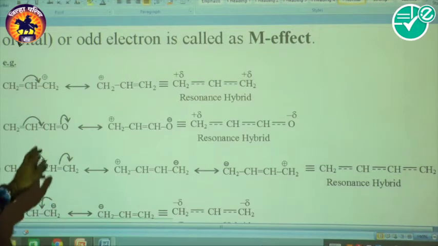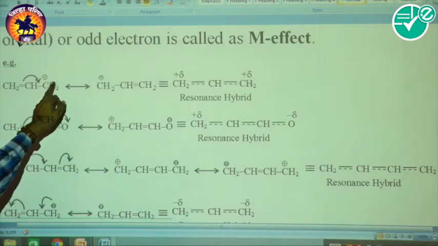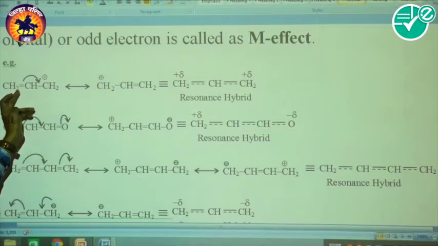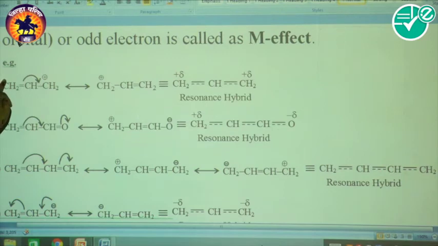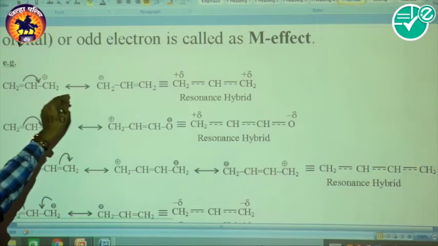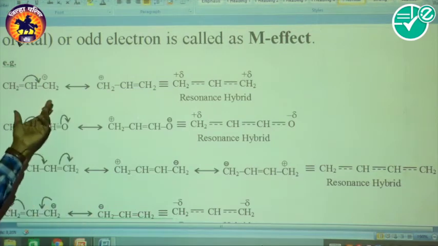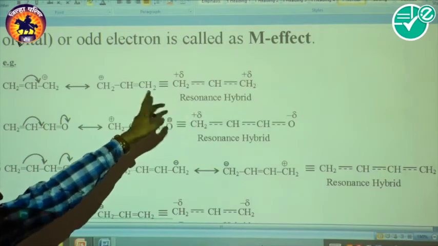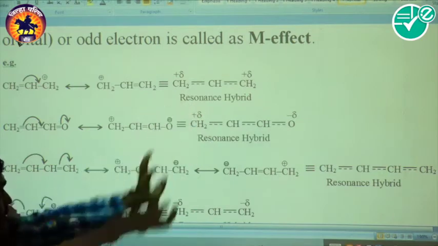Look at this: the conjugation of pi, single bond and positive charge. The pi bond is shifted here, and the positive charge is shifted here. In this way the positive charge is shifted, and because of that continuous delocalization is observed. The average structure of the two or more structures is called the resonance hybrid, where the whole molecule carries a partial positive charge at each position.